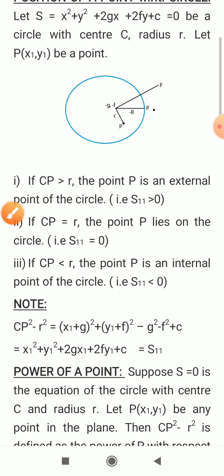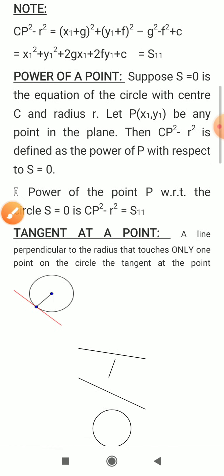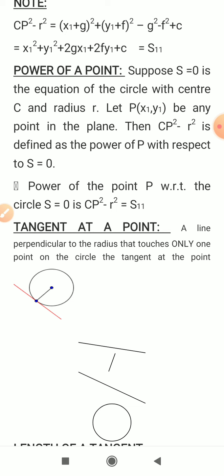Okay, next we find the power of a point. For that, first you should know the definition. What is the power of the point? Suppose S = 0 is the equation of the circle. That is our circle. For the circle we have center C and radius R. Let P(x1, y1) be any point in the plane. That is the point whose power we find, denoted by P(x1, y1).